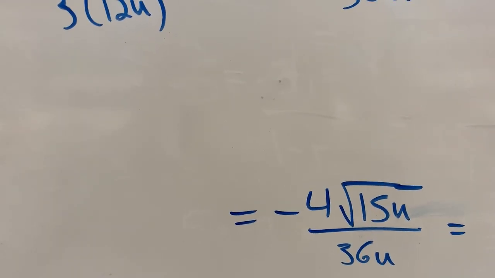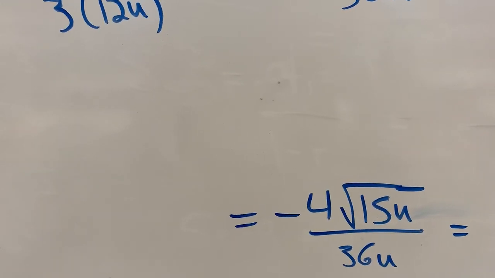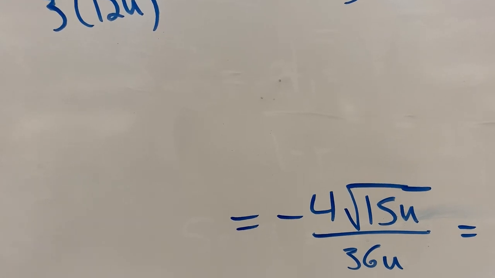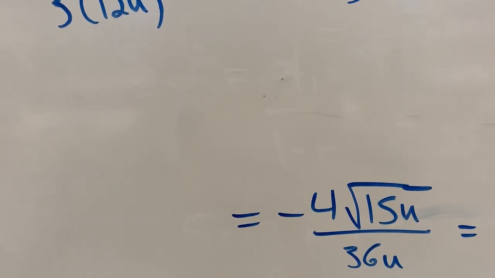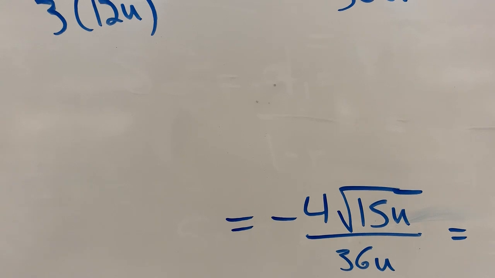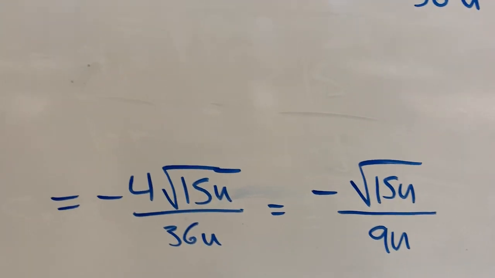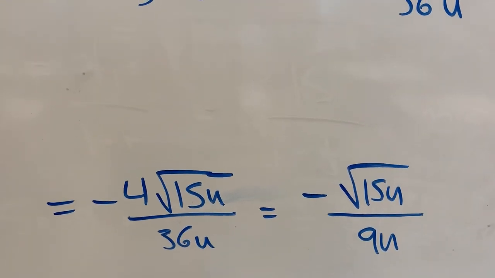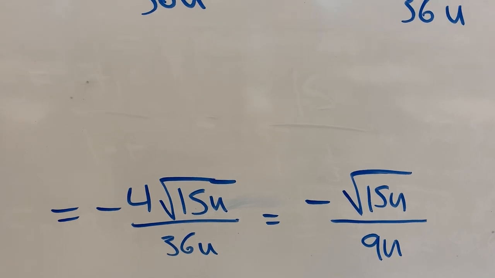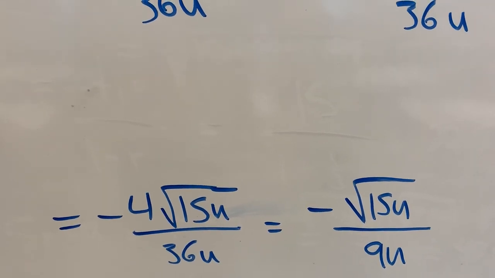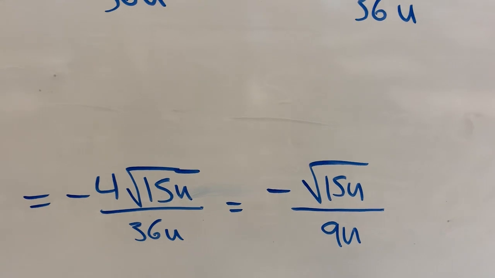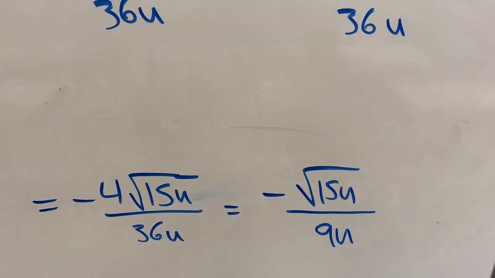The only thing that can be done with that, again, it's already rationalized, the radical has been reduced, but 4 and 36 have a common factor of 4, so 36 divided by 4 is 9, and so this thing will reduce to be negative 1/9, or in other words, negative the square root 15u over 9u. And that's as far as that thing's going to go. It's as reduced and simplified as you can get it.